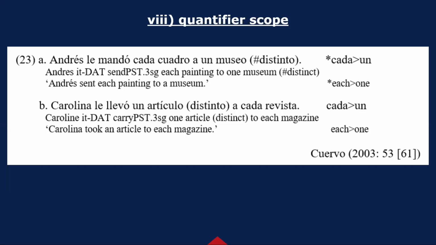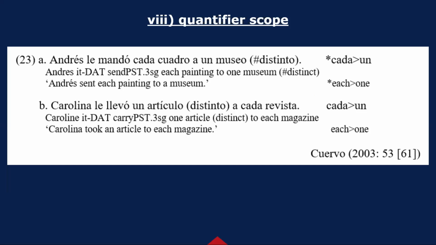In 23A, the existential quantifier un has scope over the universal quantifier cada, and therefore the conjunctive reading prevails. On the contrary, 23b has both interpretations, conjunctive and disjunctive. Cuervo explains that in the double object construction, a universal quantifier in the direct object, which is the theme, cannot have scope over an existential quantifier. For this reason, cada in 23a cannot have scope over un, in English one.